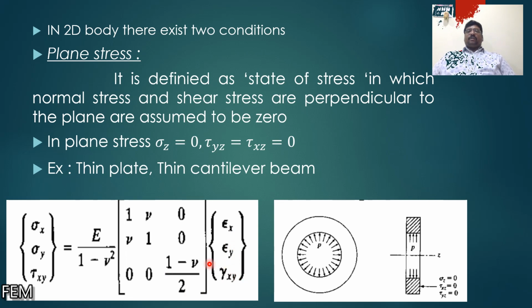So see, what does plane stress mean? Plane stress is defined as a state of stress in which the normal stress and shear stresses perpendicular to the plane are assumed to be 0. An example of this is a thin plate. Okay. So if I consider a thin plate like this, and some force is applied on the plate, the force tends to enlarge its diameter.